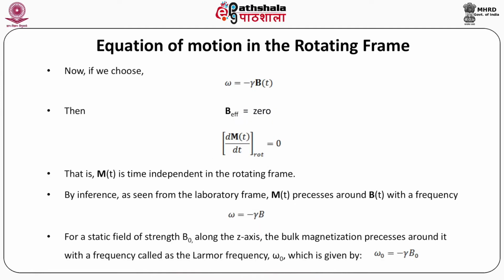Now, if we choose omega equal to minus gamma B(t), then B effective becomes 0, or (dM(t)/dt) rotating becomes equal to 0. That is, M(t) is time independent in the rotating frame, and this has very wonderful implications both from the semi-classical theory and also from the quantum mechanical theory. By inference, as seen from the laboratory frame, M(t) precesses around B(t) with a frequency omega equal to minus gamma B. For a static field of strength B0 along the z-axis, the bulk magnetization precesses around it with a frequency called the Larmor frequency omega 0, given by omega 0 = minus gamma B0.